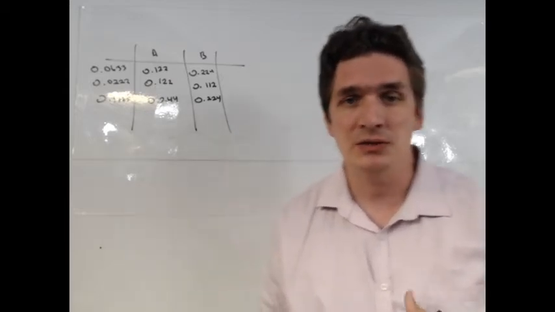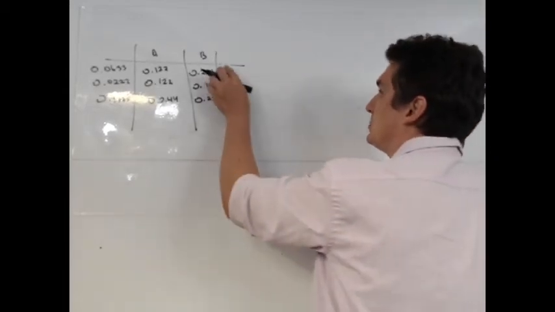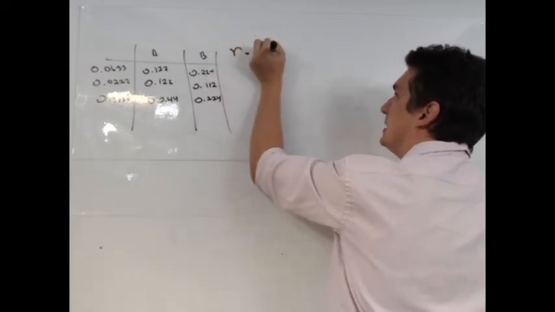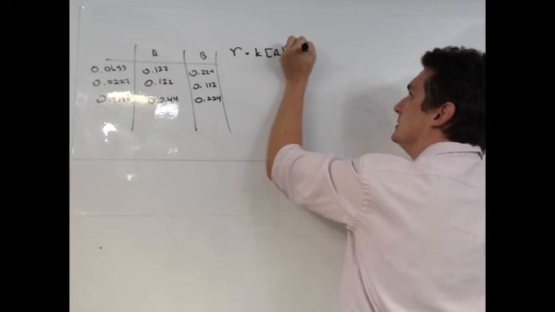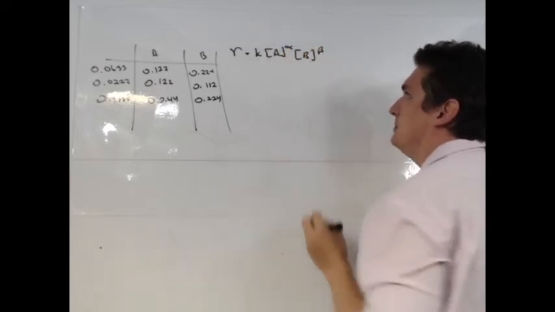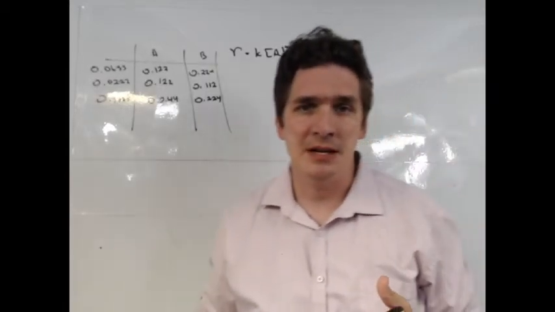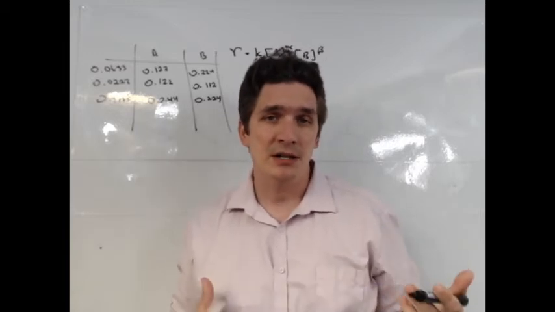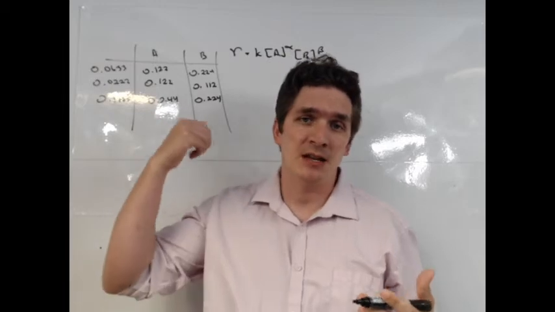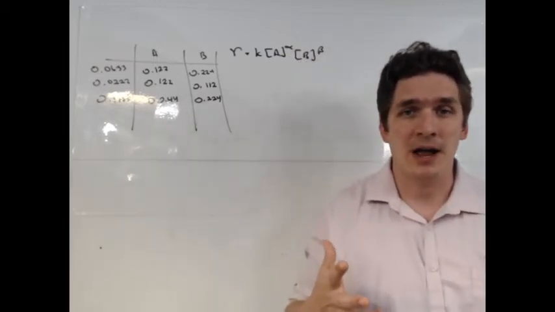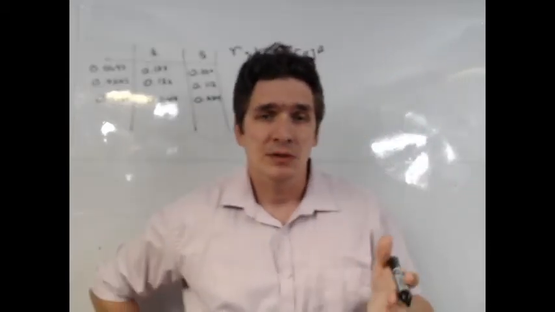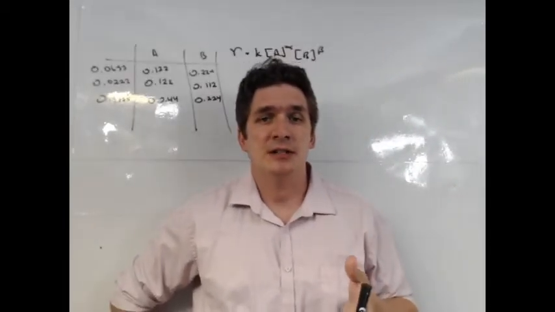So the correct way to do these types of problems is first we're going to assume our rate law takes the form R equals K [A]^alpha [B]^beta. Meaning that we're going to assume that we have a power law relationship and that our rate is connected to the concentrations of A and B through some power alpha and beta multiplied by some constant K.